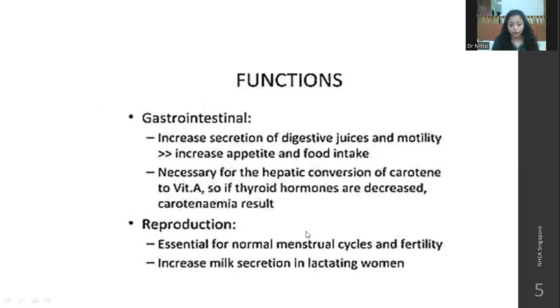Reproduction: essential for normal menstrual cycle and fertility. We will see later how thyroid disorders affect women in the different stages of their reproductive age. Increased milk secretion in lactating women. So if a woman is suffering from hypothyroidism, there are chances that milk secretion may be suppressed. There are other factors that will suppress milk secretion, but thyroid issues are one of the common factors.